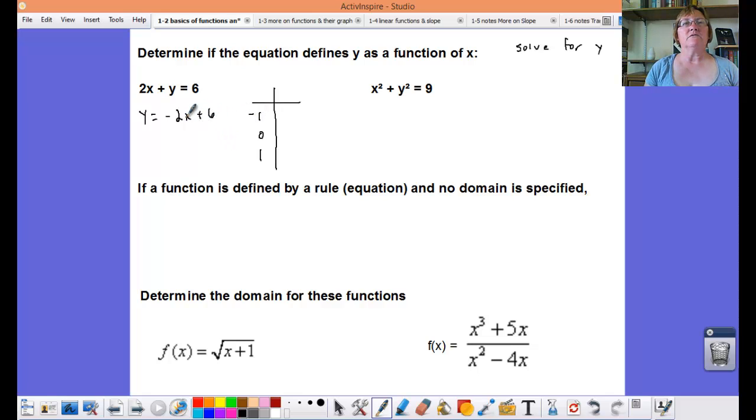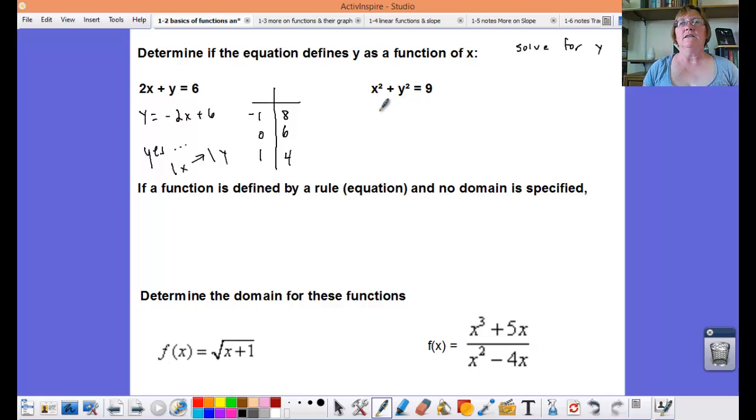If I put a negative 1 in for x, that's negative 2 times negative 1, which is 2. 2 plus 6 is 8. If I put 0 in for x, that makes that 0, and adding 6, total value 6. If I put 1 in, negative 2 plus 6 is 4. 1x, 1y. This is a function. 1x leads to 1y.